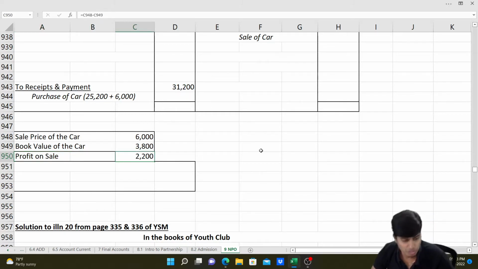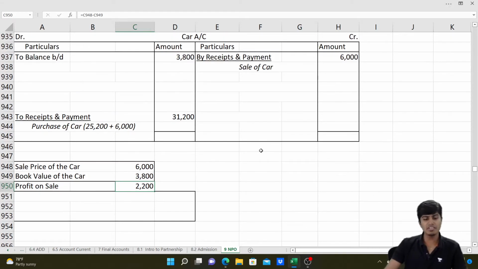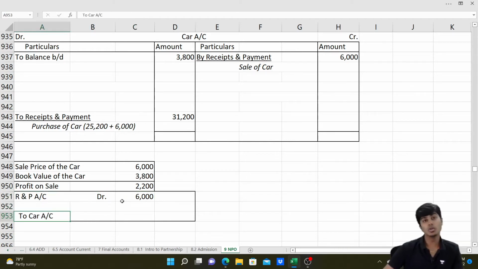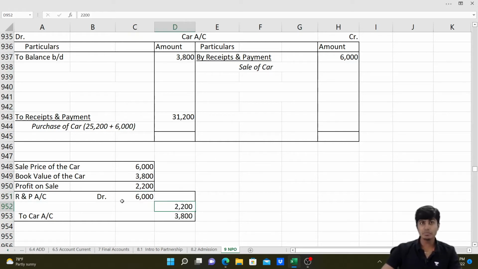Imagine the journal entry for this particular transaction. The entry will be, because the cash is received, we'll write cash account debit, which will now be replaced with receipts and payment account. This will be to the extent of 6,000. And the car is going out, so I'll credit car account. This will be to the extent of 3,800. That is the book value of the car going out. Difference is 2,200 and it is credit because it is profit, which will be credited to usually P&L, but in this case income and expenditure account.